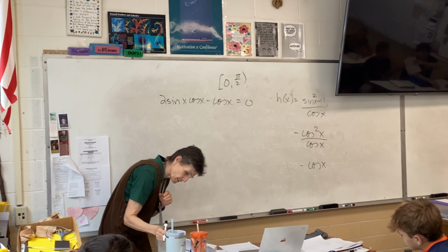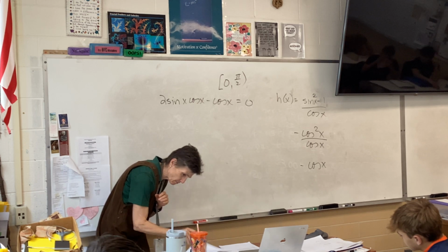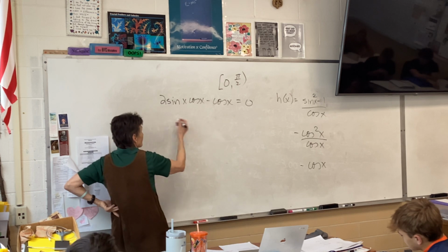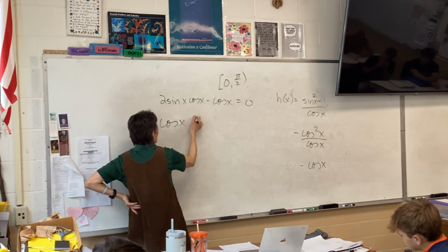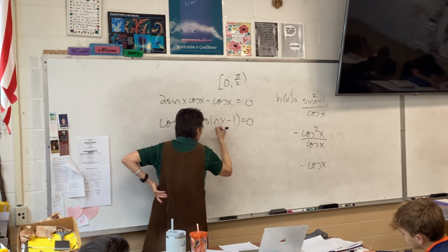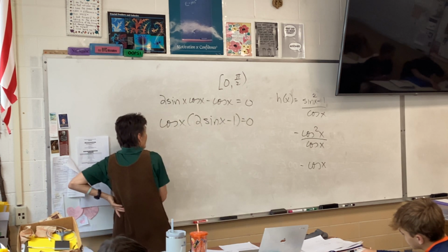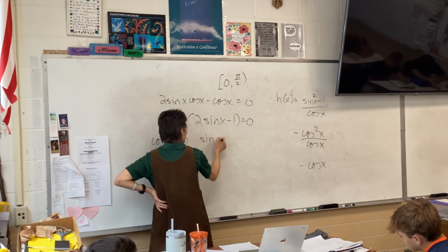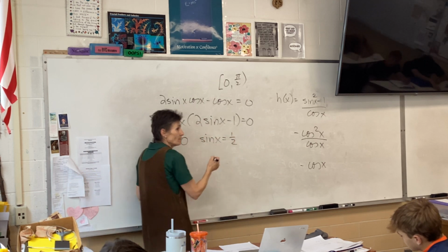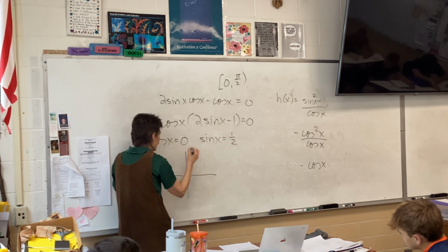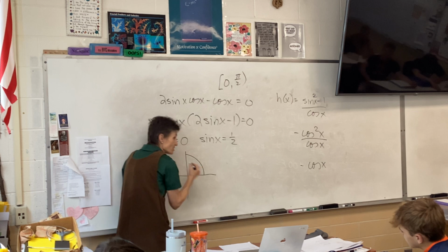This is no calculator, right? So far I haven't needed one. Let's see. All right, so what do I do with this? Factor out a cosine, perfect. We may have actually already done this exact problem. So cosine equals 0 and sine equals 1/2. Now remember, you're only looking at this part of the circle.